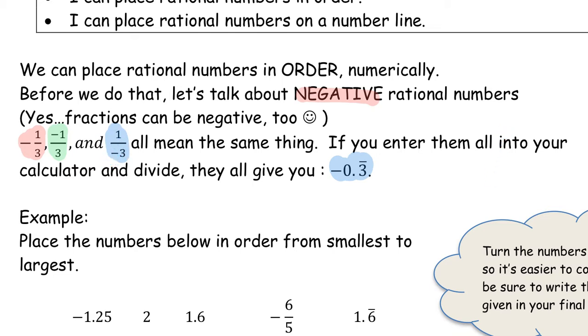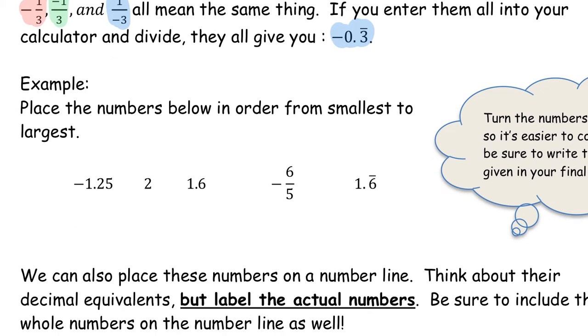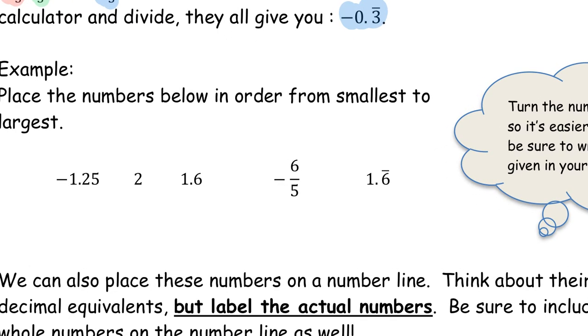So if we want to place the numbers in order from smallest to largest, we need them all to look the same. So we need either all fractions or all decimals. You can work in whichever you prefer. If you like fractions, you can make them into fractions. Or if you like decimals, you can make them into decimals. I feel like it's less work to turn fractions into decimals. So the only one that's not is this guy right here.